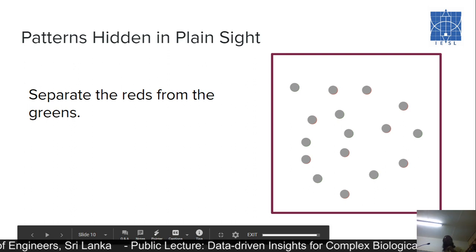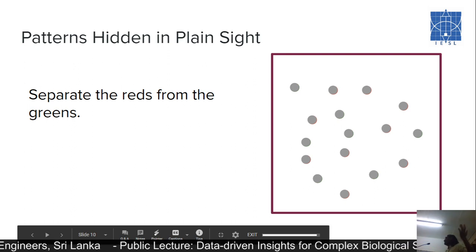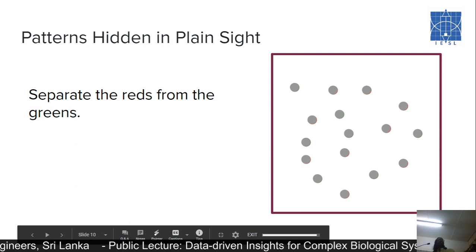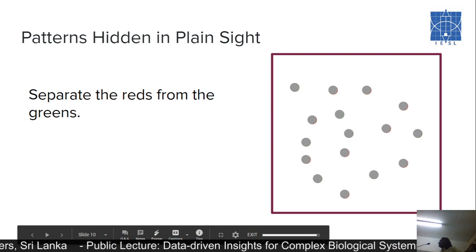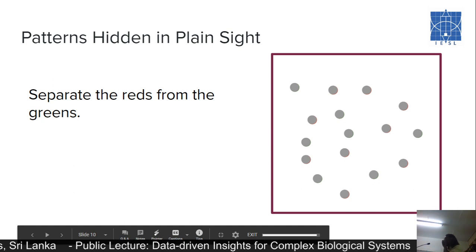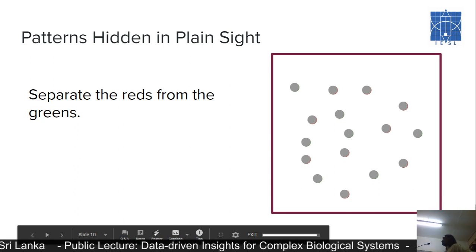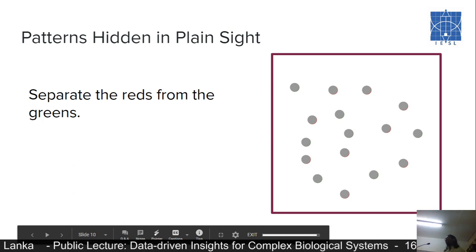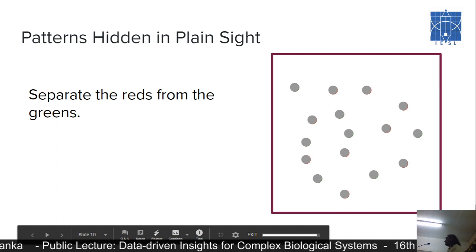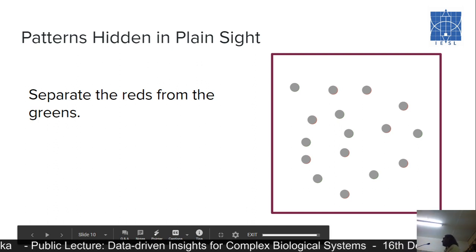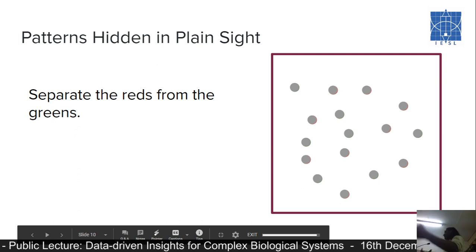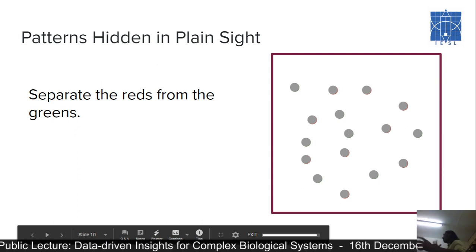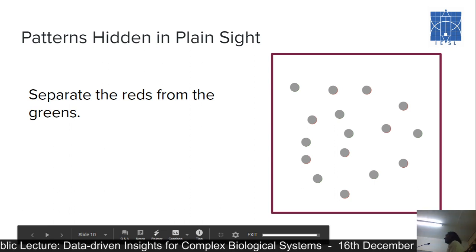Anyway, what will you do if you are asked to? Now we are looking at these pictures, assuming that we are all colorblind. There are red dots and green dots. How will you separate them? So I think we have red balls and green balls. Well, this is in the physical world. We have a red box full of red balls and green balls, but you're colorblind. How are you going to separate them?